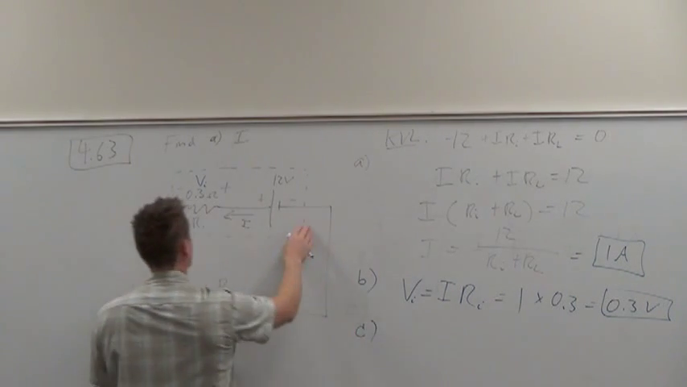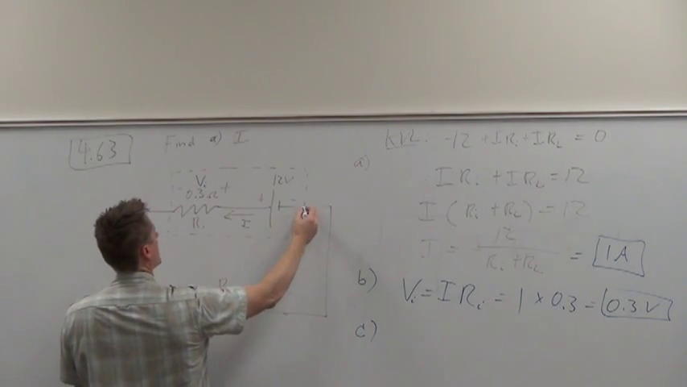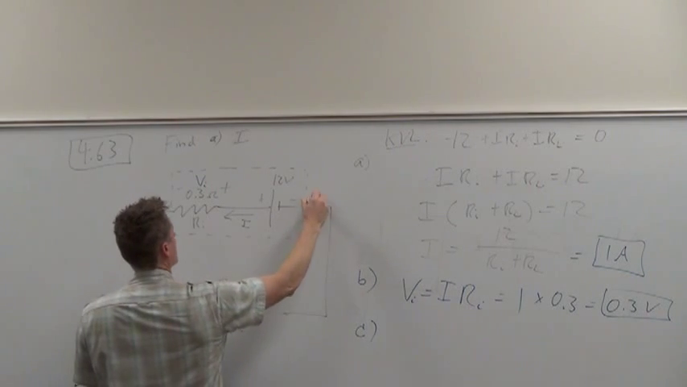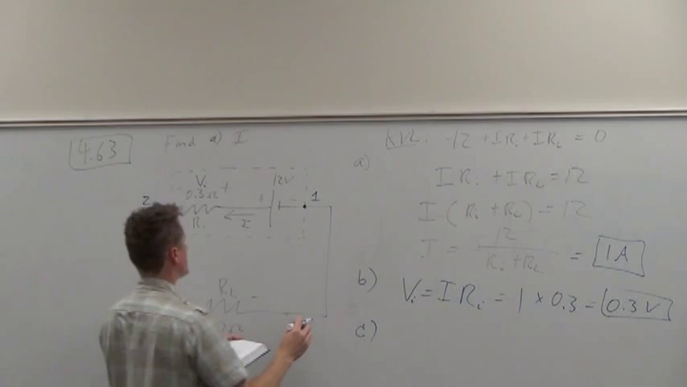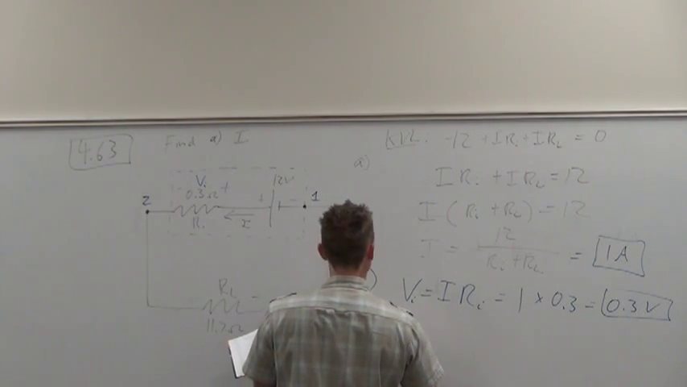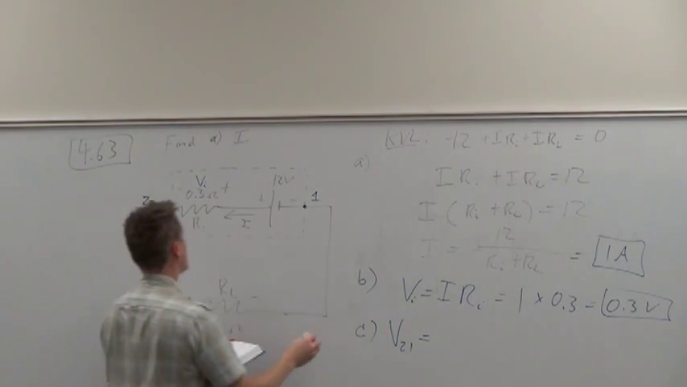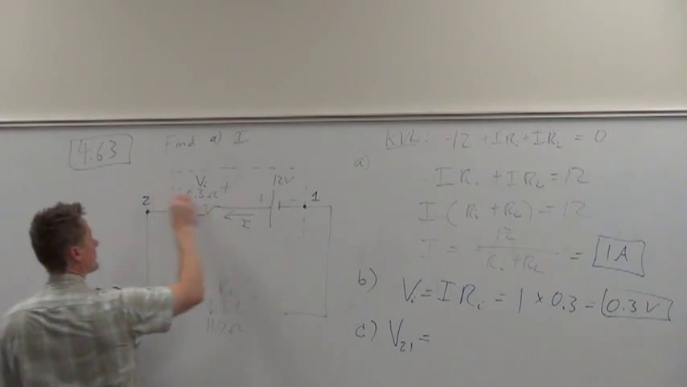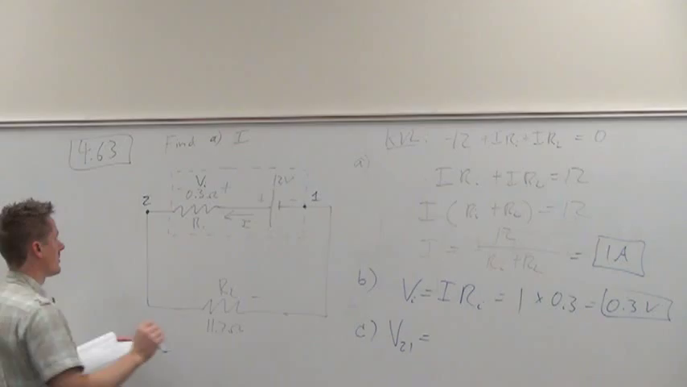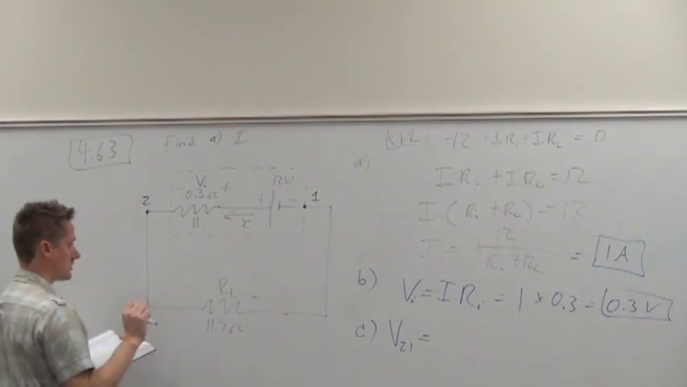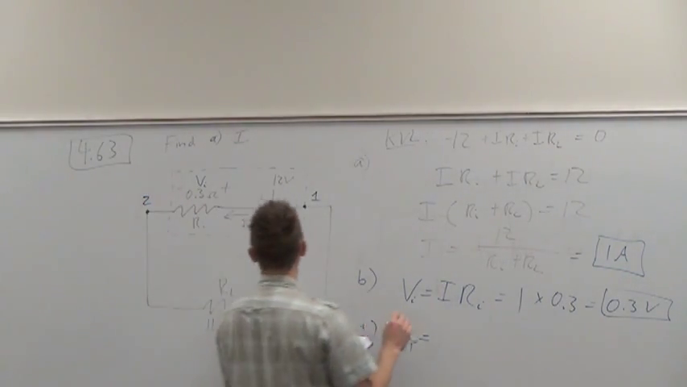So we would call the terminal voltage of the battery, we could label it maybe 1, 2. So we could say, what is V21? So what is the voltage from terminal 2 to terminal 1, which I'm going to call V21, with this being in the plus direction? V21 is going to be what?